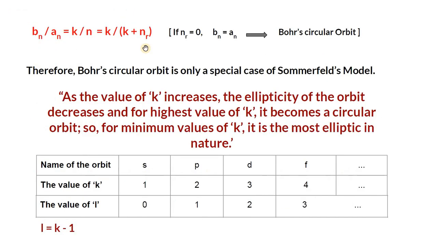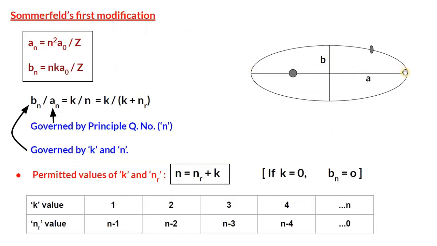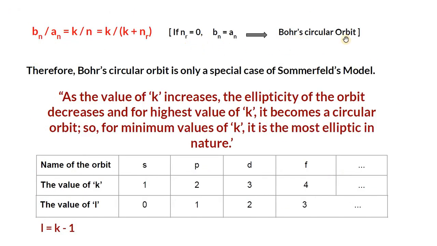a is not dependent upon k. So here, bn by an equals k by k plus nr. If nr, the radial quantum number, is 0, then k divided by k will be 1. That means bn will be equal to an. This line and this line will be equal, and when it is equal, it will be a circle. So that's why I told you that the Bohr atomic model is a special case of the Sommerfeld atomic model. That means the Sommerfeld atomic model is capable of explaining the Bohr atomic model, right? This is quite amazing, right?